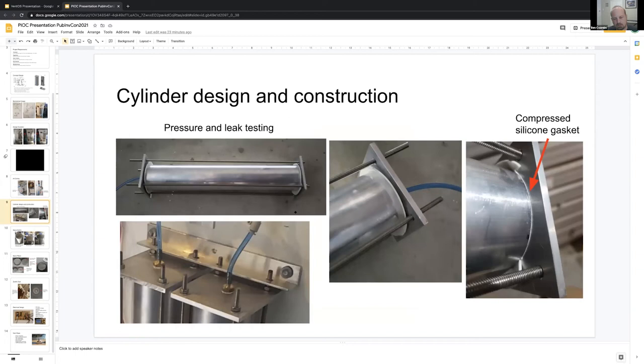So the cylinder design and construction, as I mentioned before, can all be made in a workshop. This entire pressure vessel was made by hand.